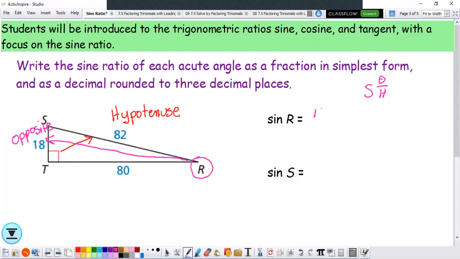So we're going to have the ratio of 18 over 82. In simplest form, both of these are divisible by 2. That reduces to 9 over 41. And as a decimal, that is 0.220.